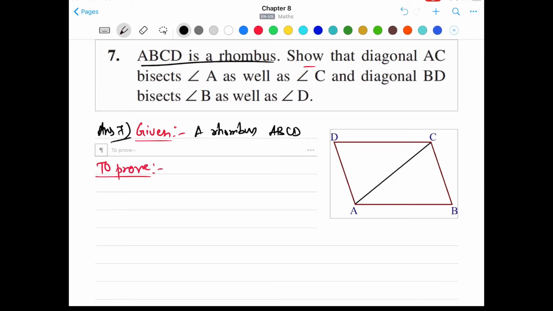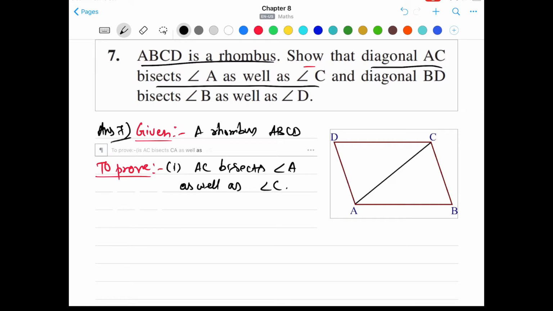we have to prove two things here. First, show that the diagonal AC bisects angle A as well as angle C. That first is AC bisects angle A as well as angle C, and second we have to prove that diagonal BD bisects angle B as well as angle D. Okay, BD bisects angle B as well as angle D. Okay, so these two things we have to prove here.